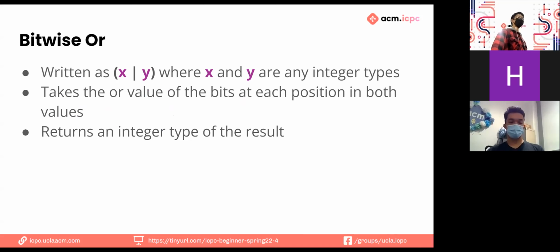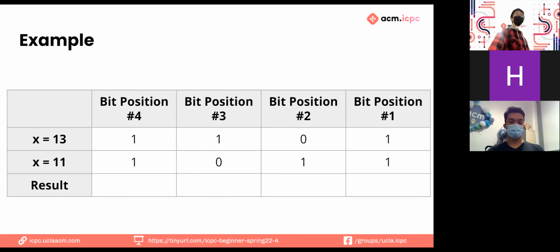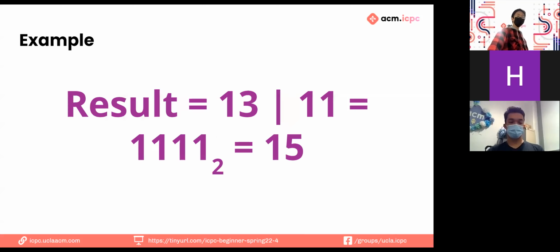Similarly, we have bitwise OR, which applies OR to each digit separately. With the same two numbers, let's take a look at what the output would be. Bit position 4, that's a 1. Bit position 3, 1 or 0 gives us a 1. Then bit position 2, 0 or 1 is also a 1. And finally, 1 or 1 is also a 1. So the result would be 1, 1, 1, 1, which is 15.